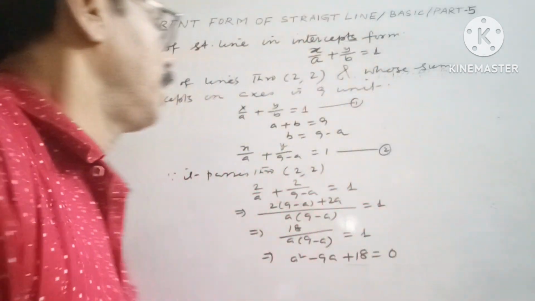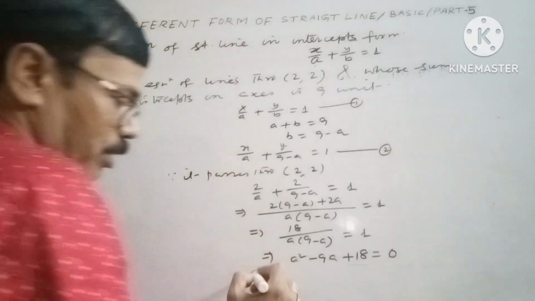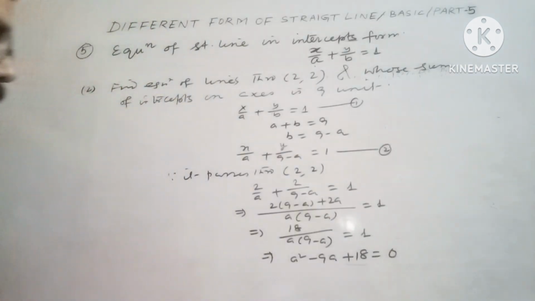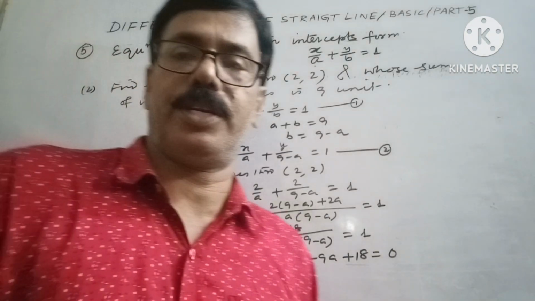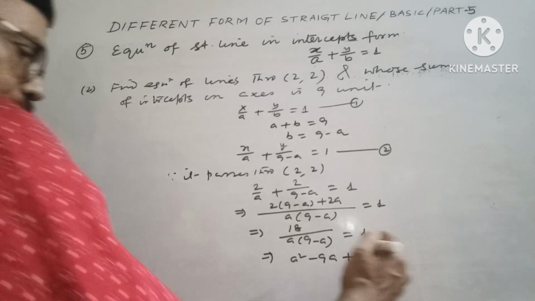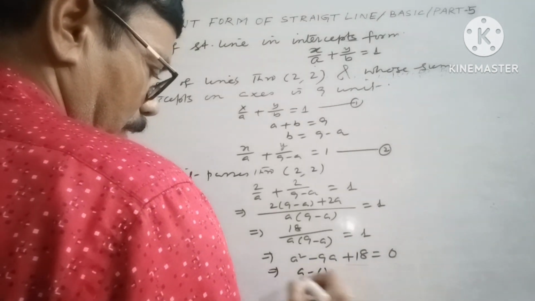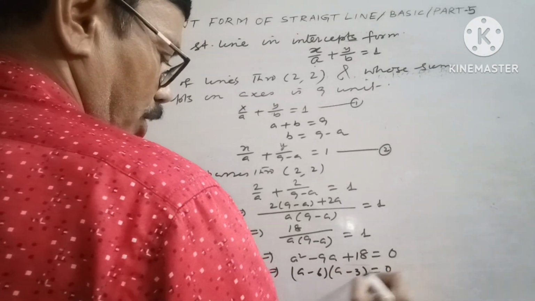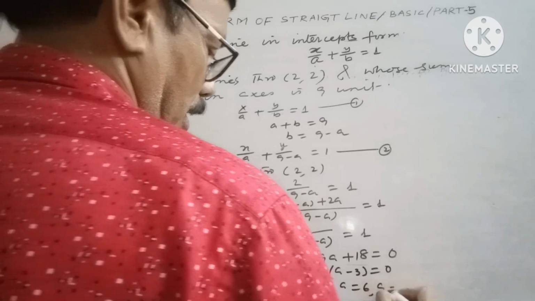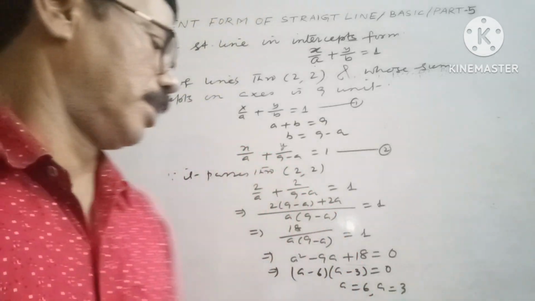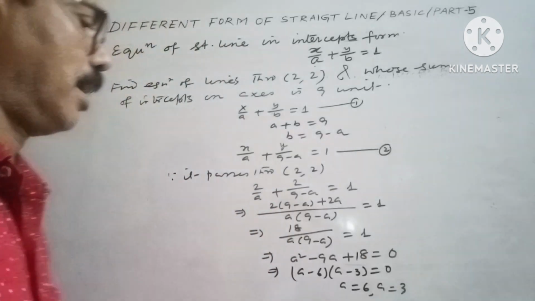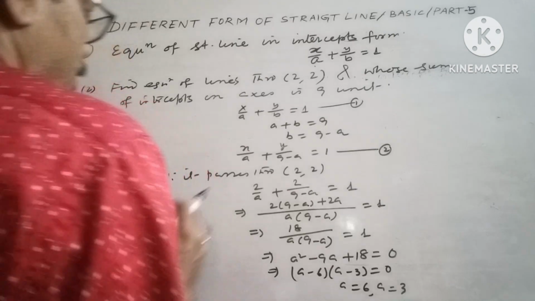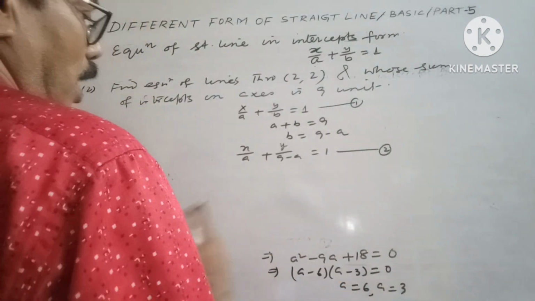So your main aim is to find a. So it is a problem of algebra. Coordinate geometry is the discussion of geometry with the help of algebra to solve it. This is (a minus 6) and (a minus 3) equals 0. So you are getting a equals 6 and a equals 3. So what are the equations of the lines? Two lines.